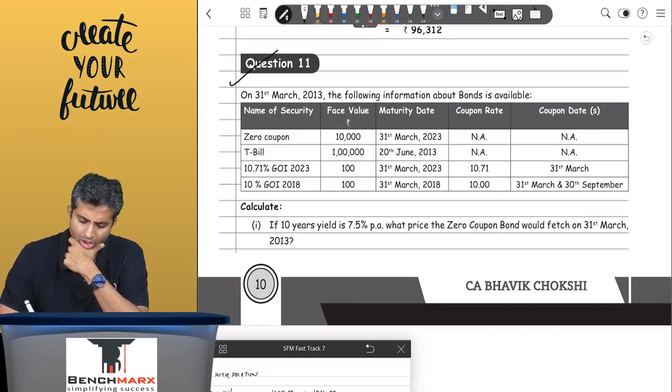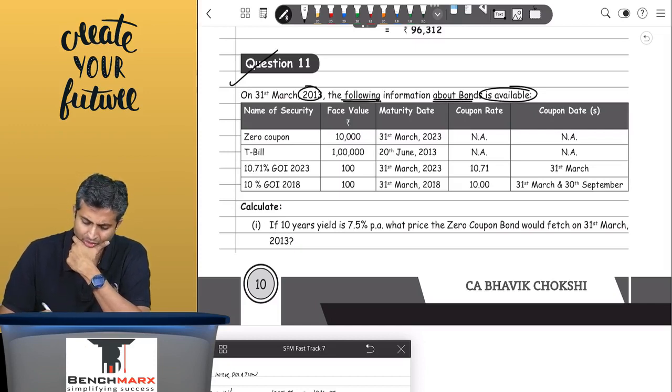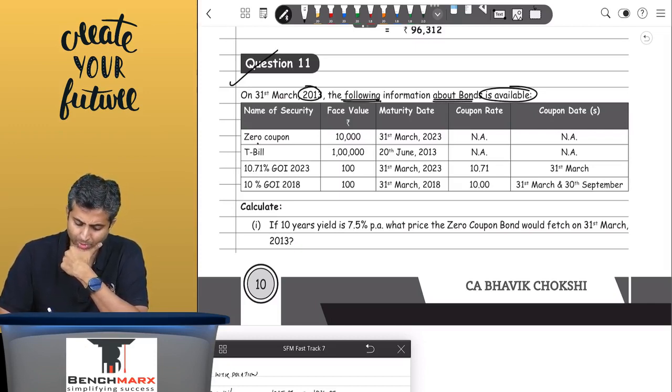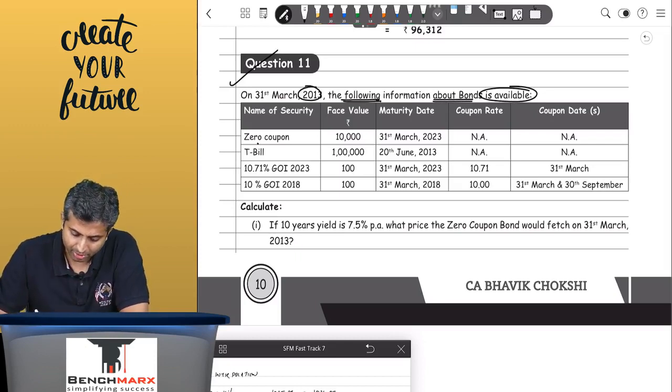On 31st March 2013, the following information about the bonds is available. So there are 4 bonds. First, there's a zero coupon bond. Face value is 10,000. When is this information available? This is the information which is available on 31st March 2013.